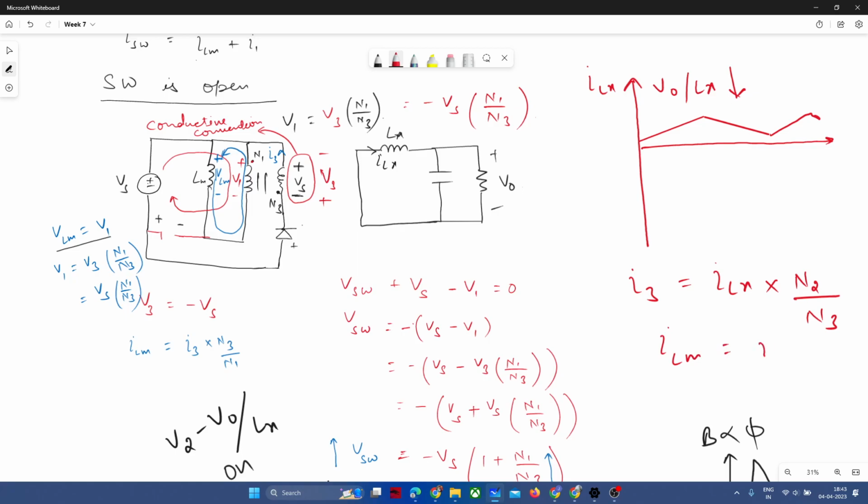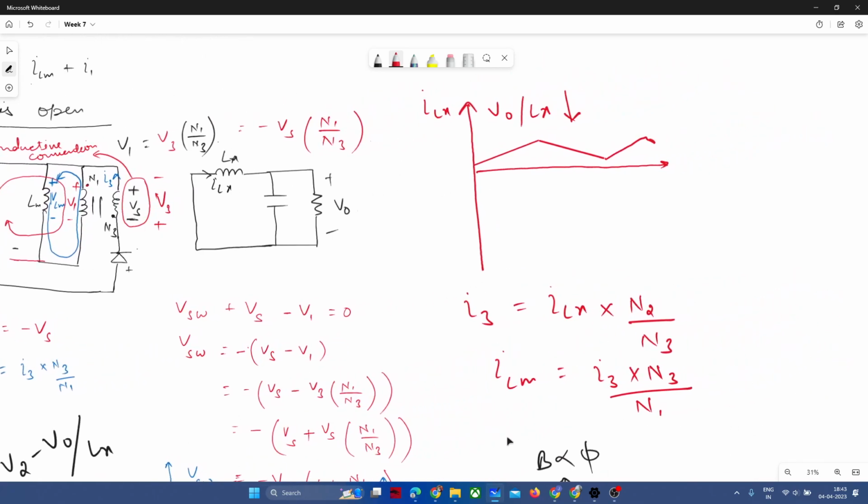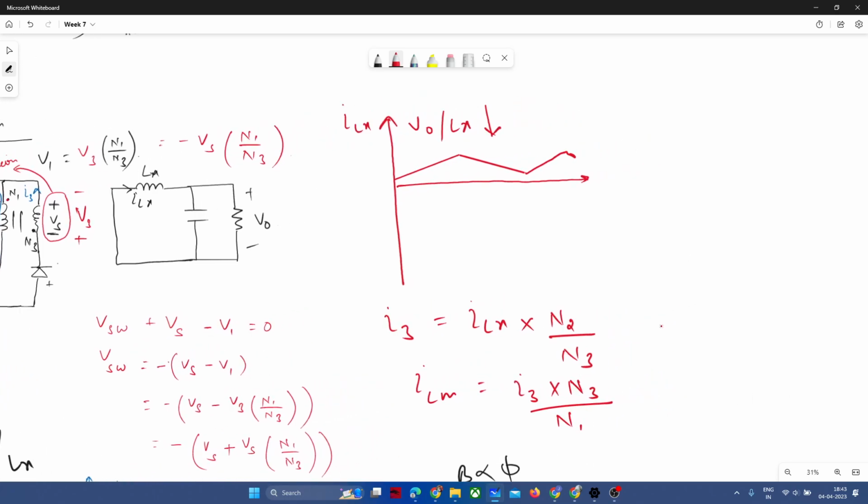and after that ILM is equal to I3 into N3 by N1, right? So from this point, since we have reduced ILX, the peak value of ILX we have reduced, so our I3 should get reduced and ILM should be reduced. Okay, so the magnitude is getting reduced, but the relationship between time of conduction, I am not able to observe between them.